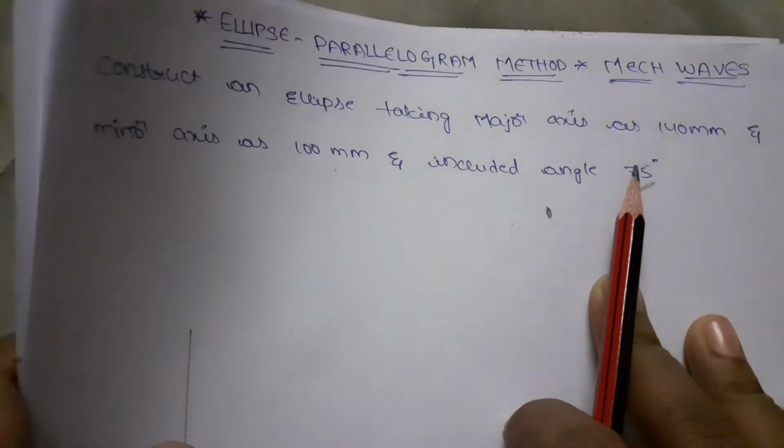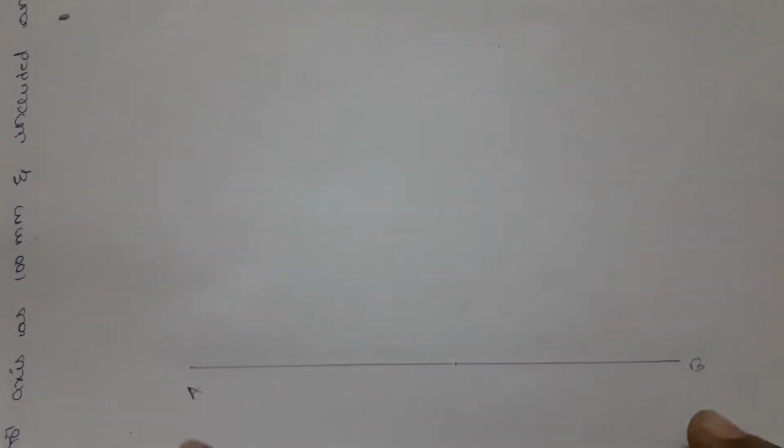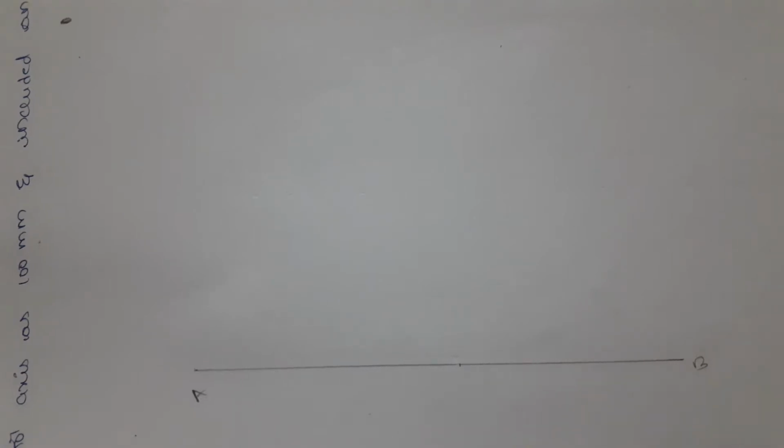The first step you have to do is draw a horizontal line AB of 140 mm. So this is the horizontal line AB of 140 mm. The second thing you have to do: here we have an included angle. In the question, the included angle is given as 75 degrees.